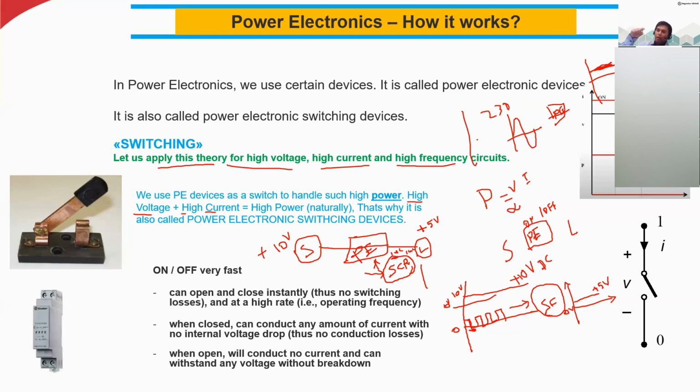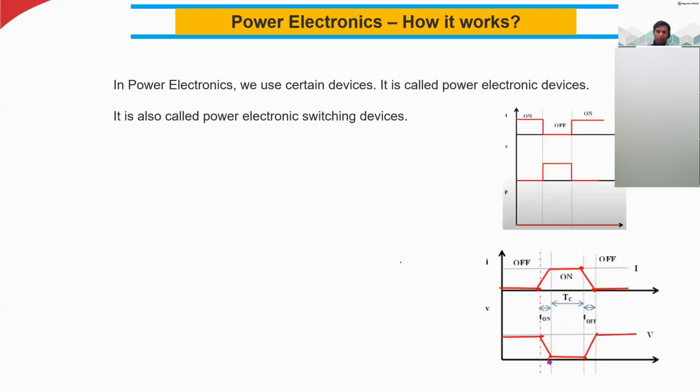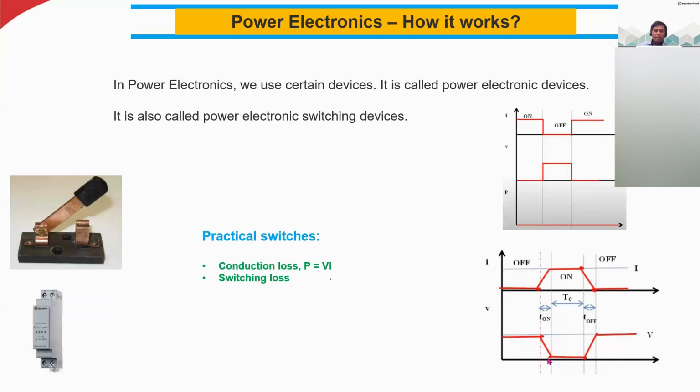And to turn on and off, how can you control the PE device? SCR, how can you control? For example, it has 3 terminals, maybe it has a gate. So I am giving gate voltage. By giving the gate voltage, I am controlling this SCR. Okay, now let's move on further. But in practical switches, we have the conduction loss, P equal to VI, and we also have the switching loss by opening and closing.